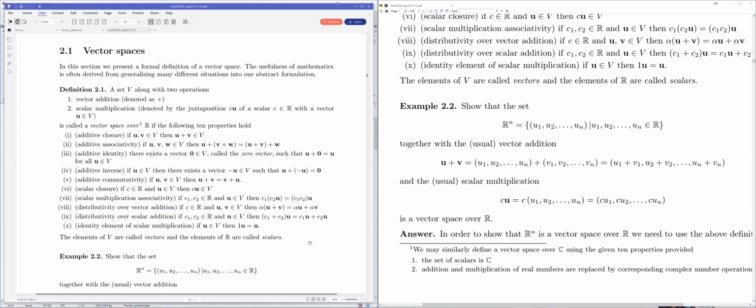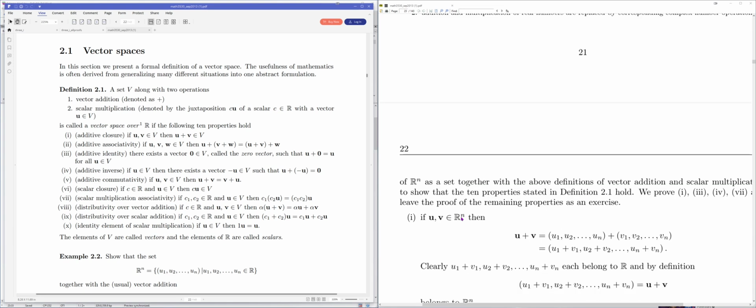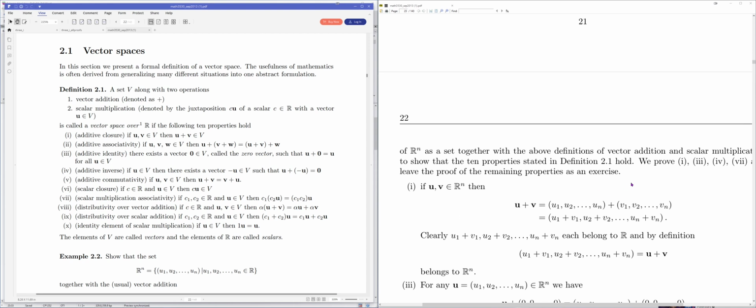On an exam, I wouldn't ask you to prove all 10, but I'd expect you to be able to prove any of them. So what I'm going to do here is prove 4 of these, and the 4 that I'm going to prove are 1, 3, 4, and 7.